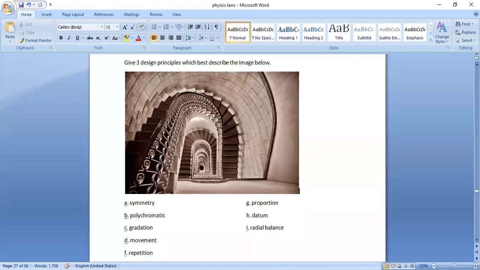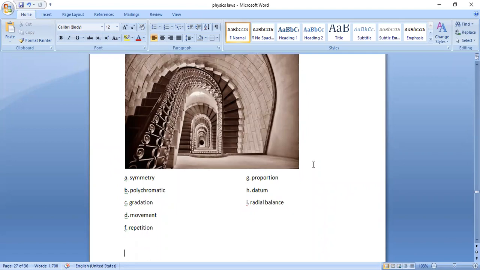Ma'am, it can be confusing whether to select it or not. Sorry, what? About radial balance, ma'am. This one shows radial balance, okay? But it's saying any three. You can select any three. I'm just saying these are all correct, so you can choose among these.